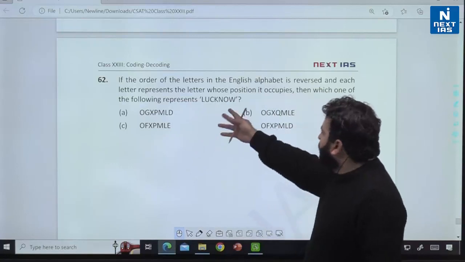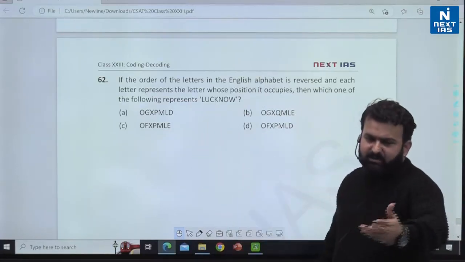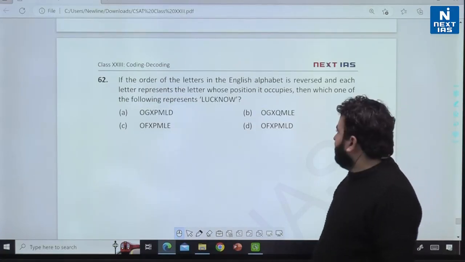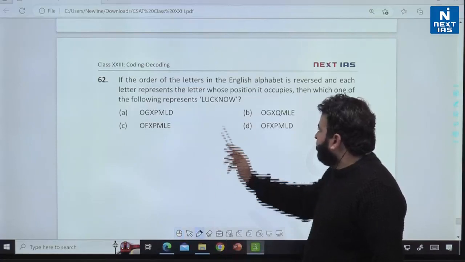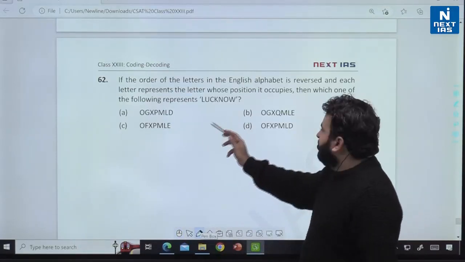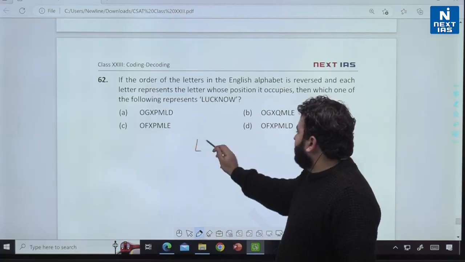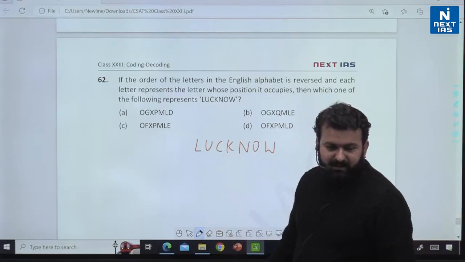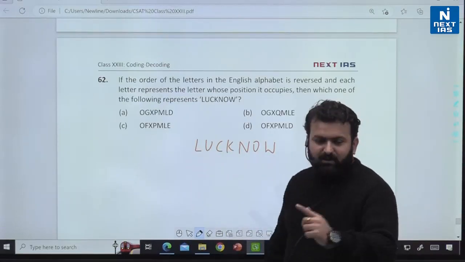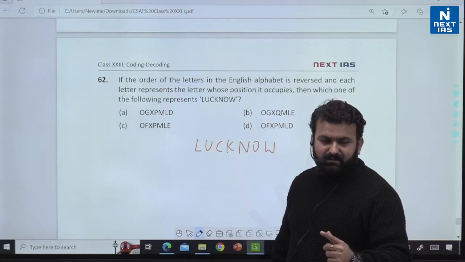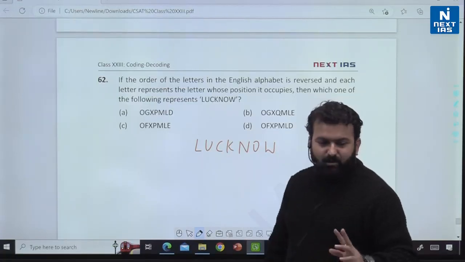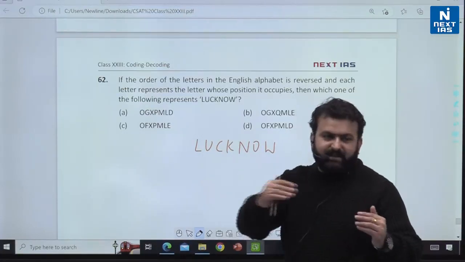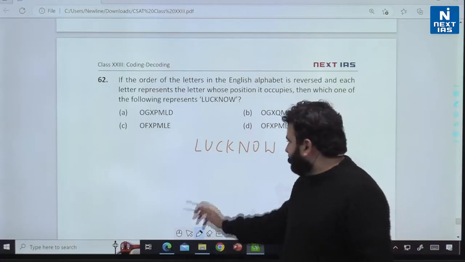In question number 62, all of you, what was the pattern? Just give me the hint, what was the pattern here? Anyone? Question number 62. So here, you are starting from where? So L hai, L is which letter? L will be replaced by O, because L is the 12th letter from the left, so it will be replaced by the 12th letter from the right.